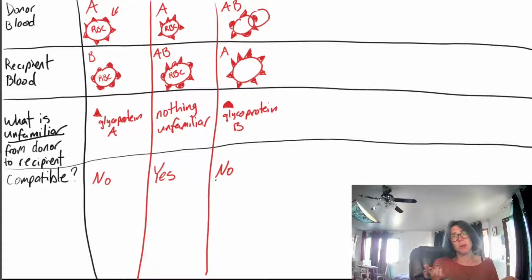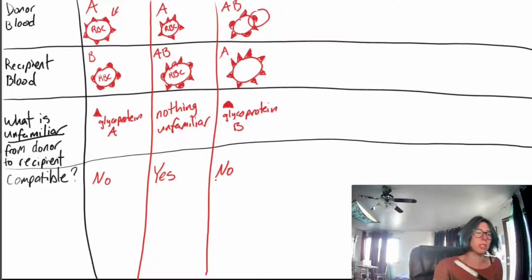It has to be that way because all living things, pathogens included, have a lot of familiar molecules on them. Doesn't mean that they're not pathogens. It's the presence of something unfamiliar that is problematic. So glycoprotein B is unfamiliar. These blood types are not compatible. So the directionality matters. It matters who is the donor and who is the recipient.